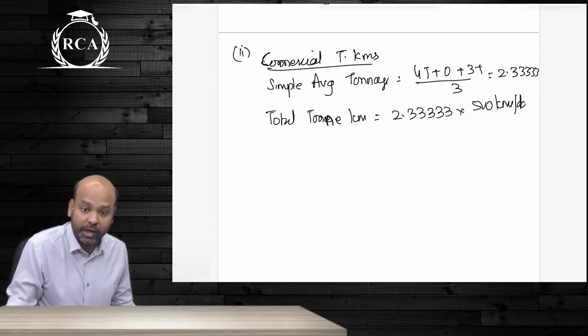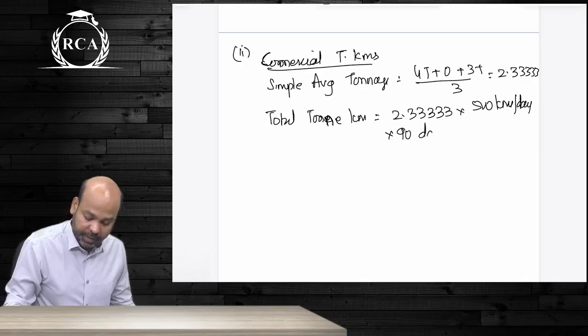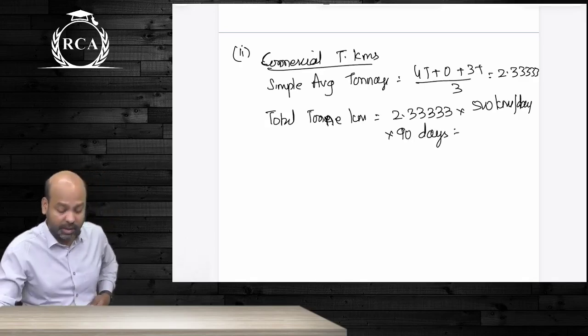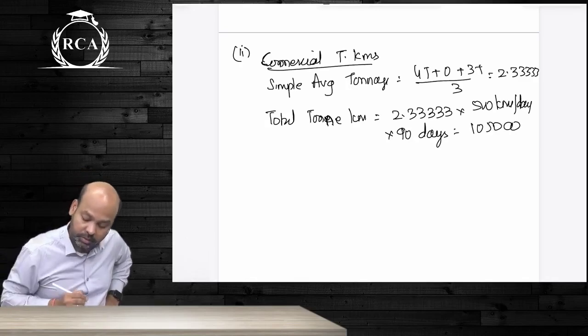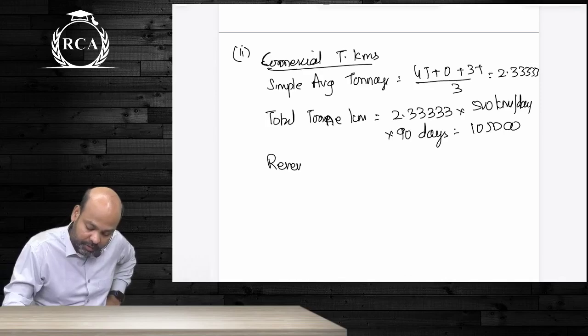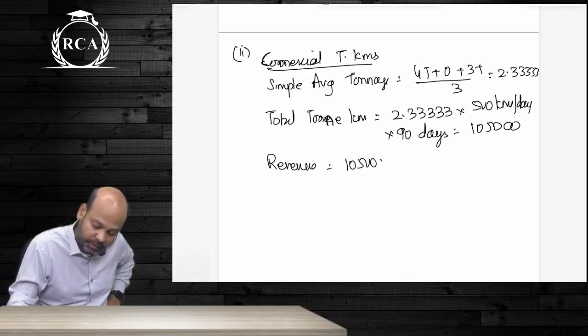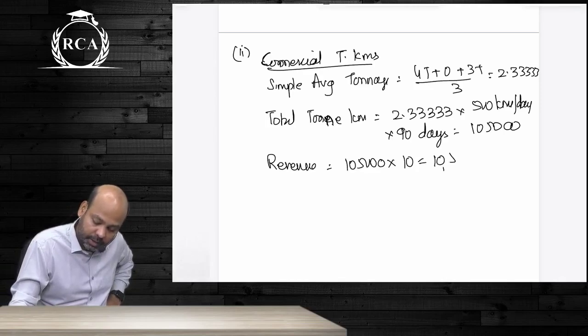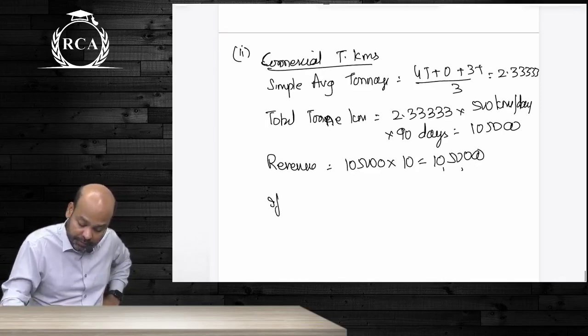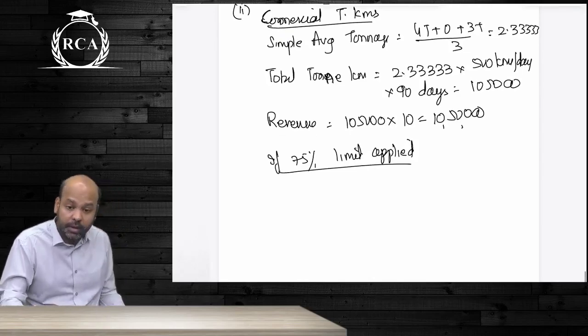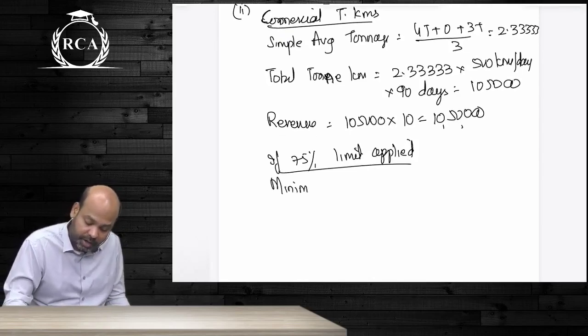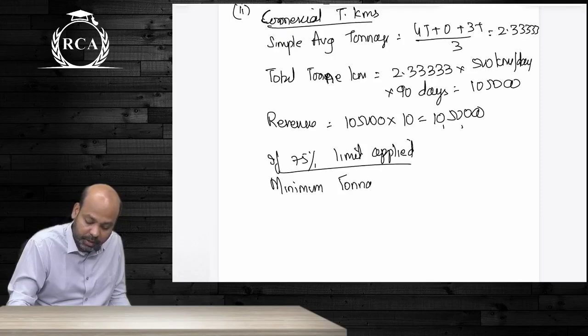Isn't that 500 kilometers per day into how many days? इसके पहले अपन जो करे वो एब्सोल्यूट टन किलोमीटर्स था बेटा. How much will this become? 1,05,000. My revenue beta would be 1,05,000 into 10 rupees, 10,50,000. If 75% limit applied, minimum tonnage for revenue beta would be कितना guys? 5 tons का 75% कितना है?